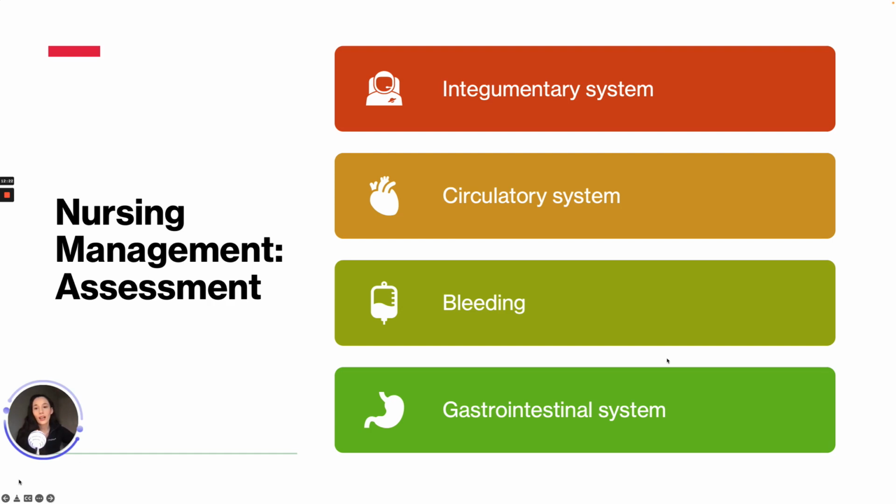So our nursing assessment is going to include assessing the skin and mucous membranes. We're going to look at the circulatory system, assessing peripheral pulses and capillary refill. We're going to look at bleeding, so assess for unusual bleeding from injection sites, any bloody nose, any bleeding gums, any petechiae, ecchymosis, any blood in their vomit or any blood in their stool. We can also look at the GI system, assess for abdominal distension, frequent belching, guarding, or reluctance to move.